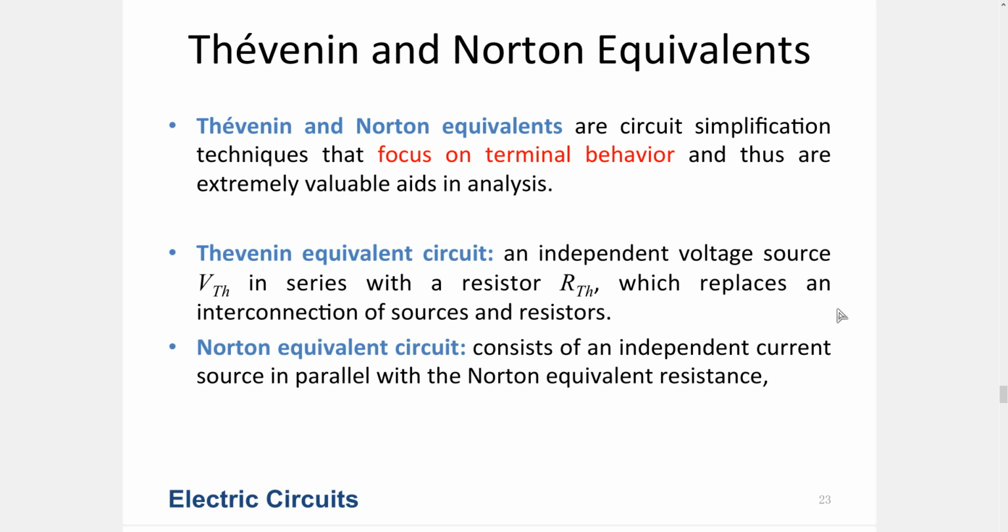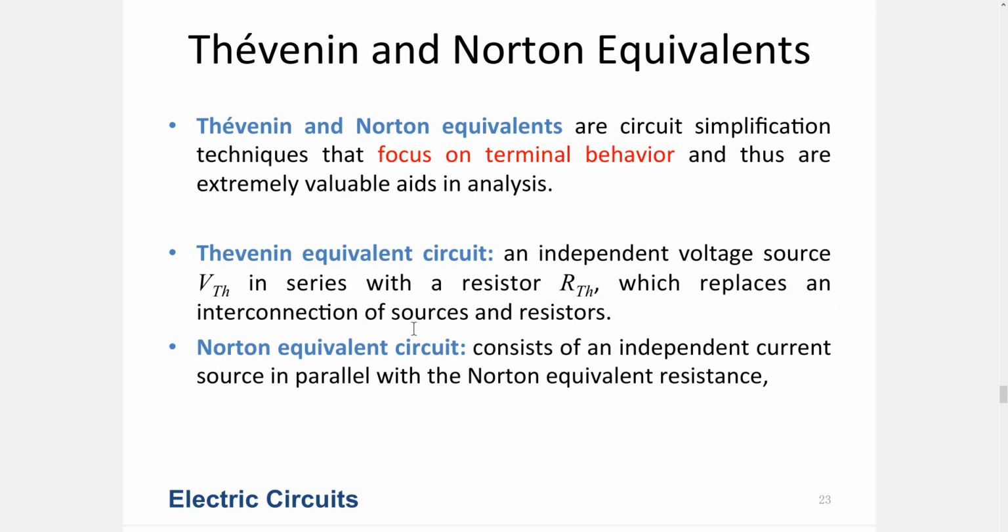So internals do whatever they do, but we only focus on certain nodes, and all the complexity inside the black box can be reduced to a single voltage source with a series connected resistor, or that complexity can be reduced into an independent current source with a parallel connected resistor. Now the key point is, how do we calculate these equivalent things? We will learn about it.